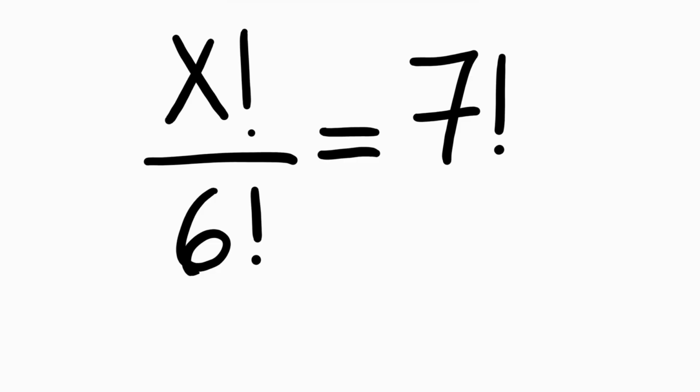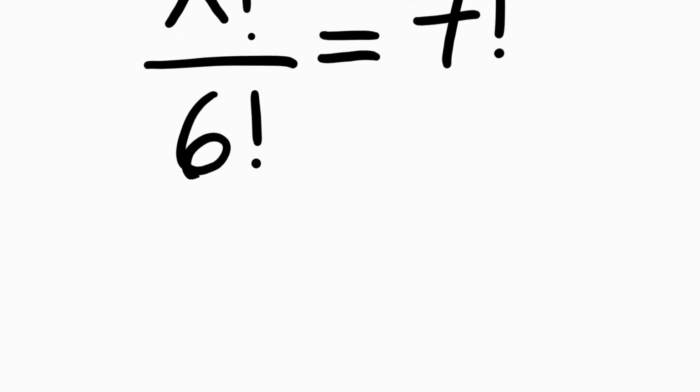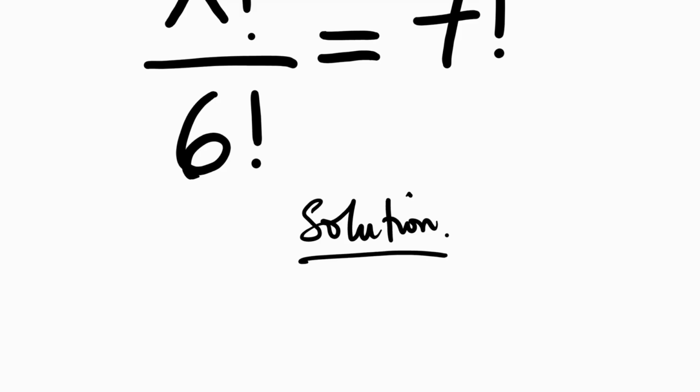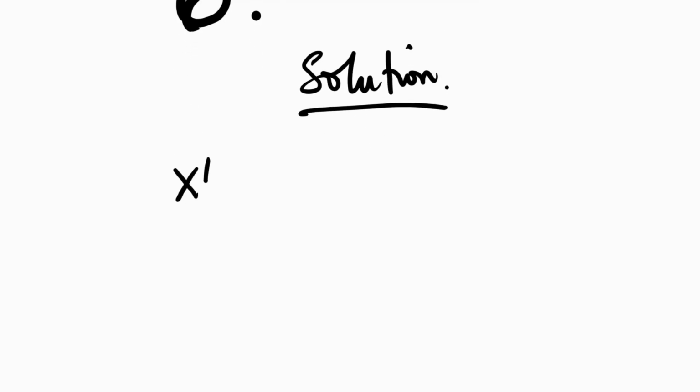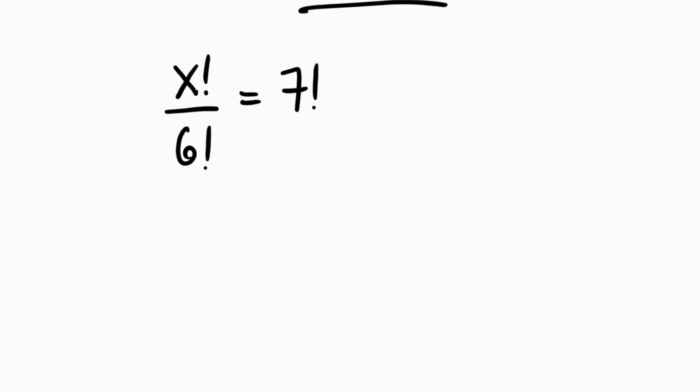Today we have another question on the board and we're supposed to find the value of x, and this is a factorial question. Let us solve for the value of x. Solution. So x factorial divided by 6 factorial equals 7 factorial. The first thing we're supposed to do is to cross multiply.